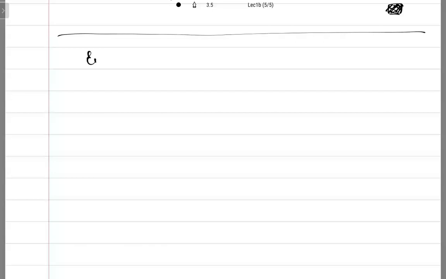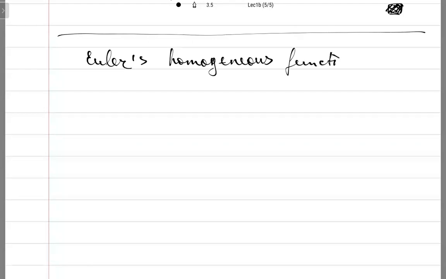So that's Euler homogeneous. It has this property, has a special name, Euler homogeneous function theorem.